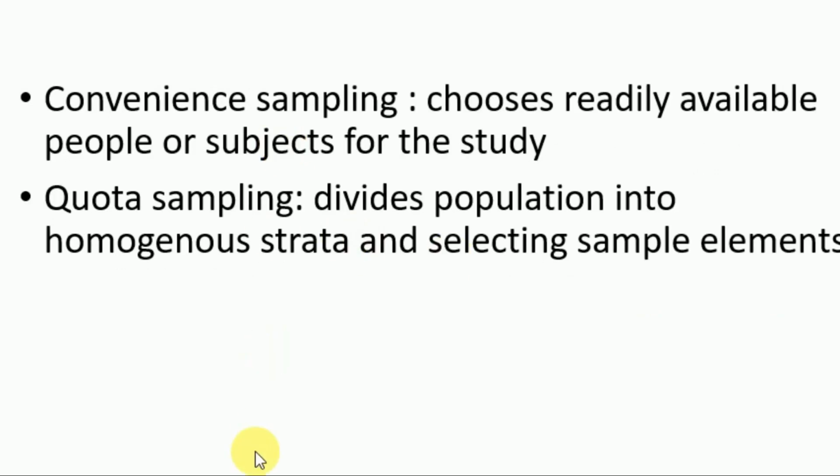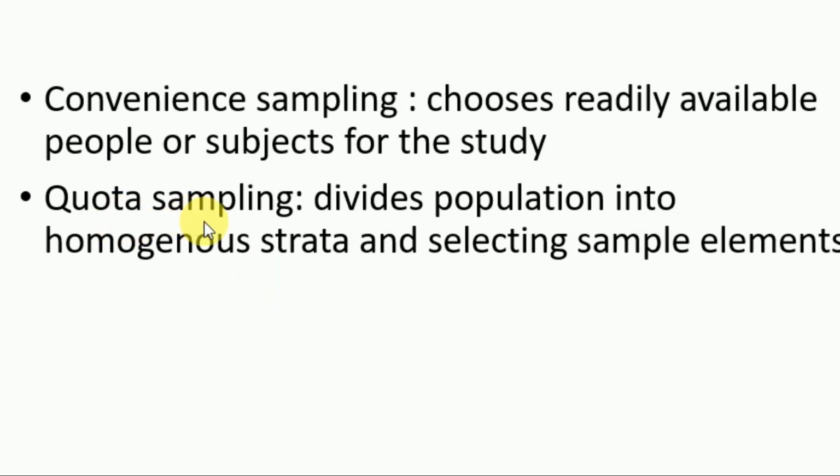Next one is convenience sampling. Convenience sample is also referred to as accidental or incidental, and it involves choosing readily available people or subjects for the study. In selecting the samples, the researcher will determine the required sample size and simply collects data on that number of individuals who are readily available.